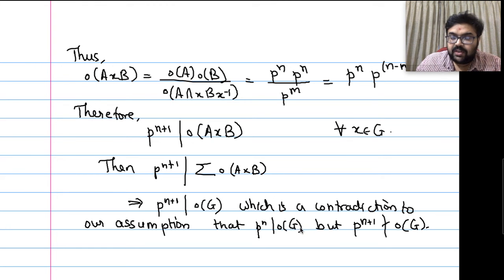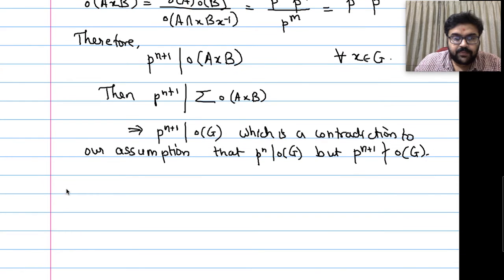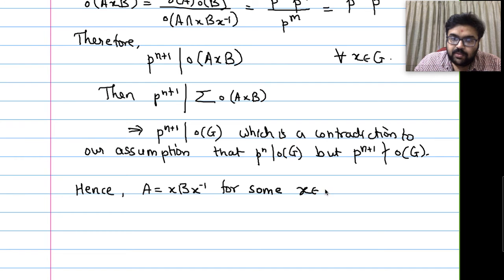So p power n divides order of G, but p power n plus 1 does not divide order of G, and therefore it is a contradiction. Hence we can say that a equals x b x inverse for some x in G. Earlier we assumed that it is not equal for any x, but now it is for some x in G, that is, a and b are conjugates.